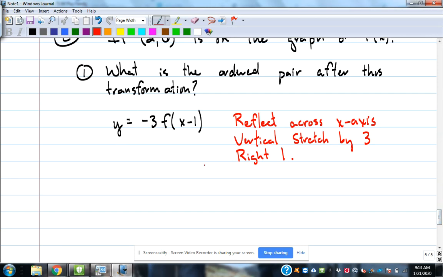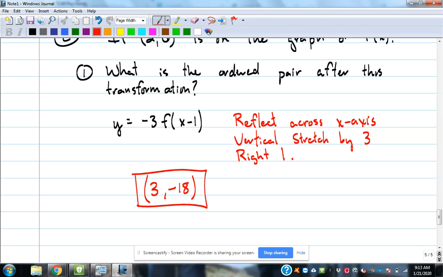And then right 1 moves what value? It's going to move the x value. The y value is still going to be at -18. The x value, if it's at 2 right now, right 1 would be at 3. So the new ordered pair would be at 3, -18. And again, we don't have the original function. We don't know what the original function was. It doesn't matter. We're taking an ordered pair and we're applying these transformations to that ordered pair.